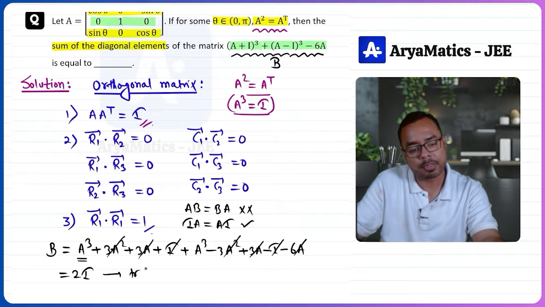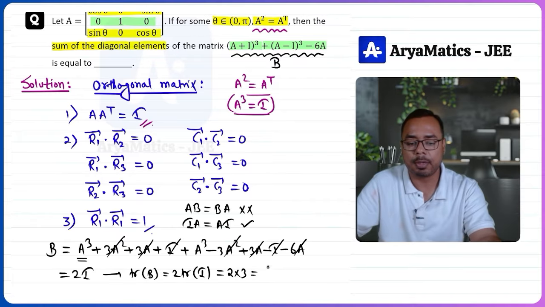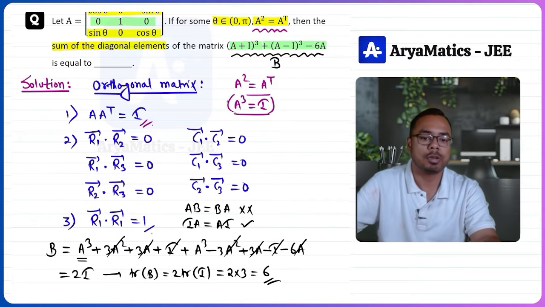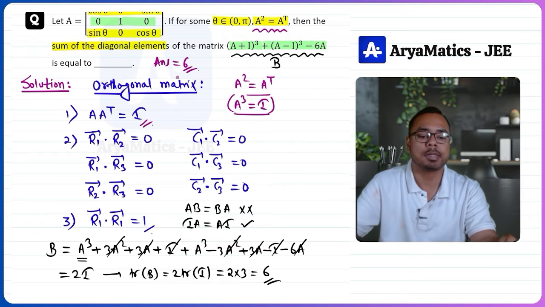We need the trace of this matrix B. So trace of matrix B will be twice the trace of identity matrix. And for 3 cross 3 identity matrix, the sum of diagonal elements will be 3. So trace of I will be 3, and hence trace of matrix B will be 2 into 3, which is 6. So the correct answer for this problem will be 6.